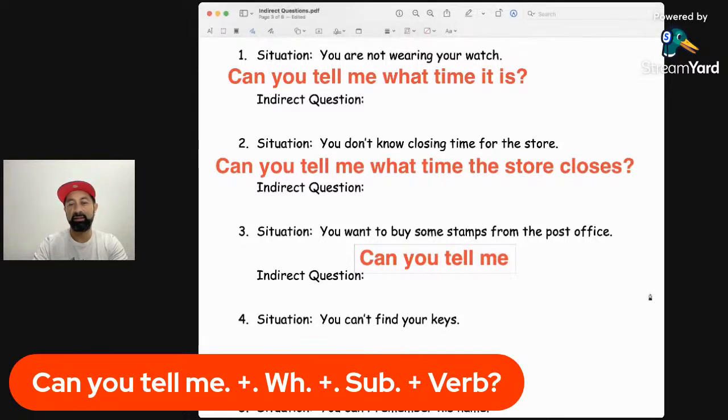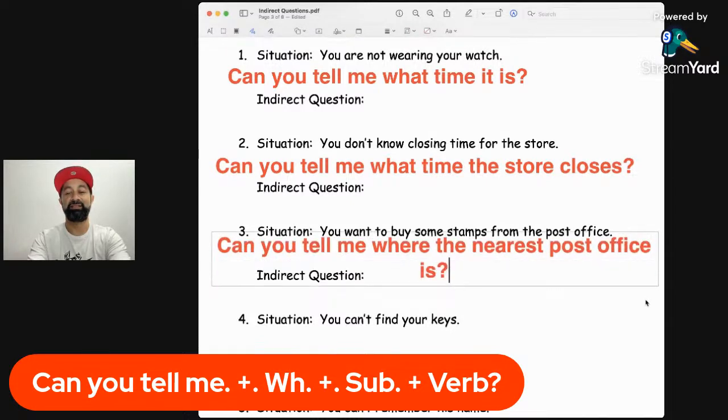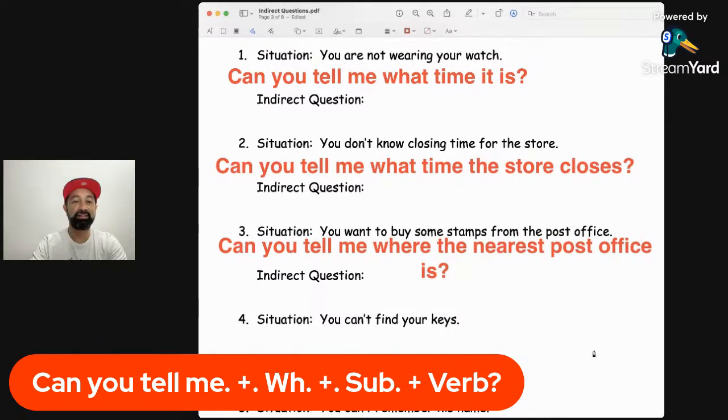For me, I want to buy stamps, so I need to go to a post office. I don't know where the post office is, so I probably want to know the location of the post office. So in that situation, I will be asking, can you tell me where the nearest post office is? Can you tell me where the nearest post office is?